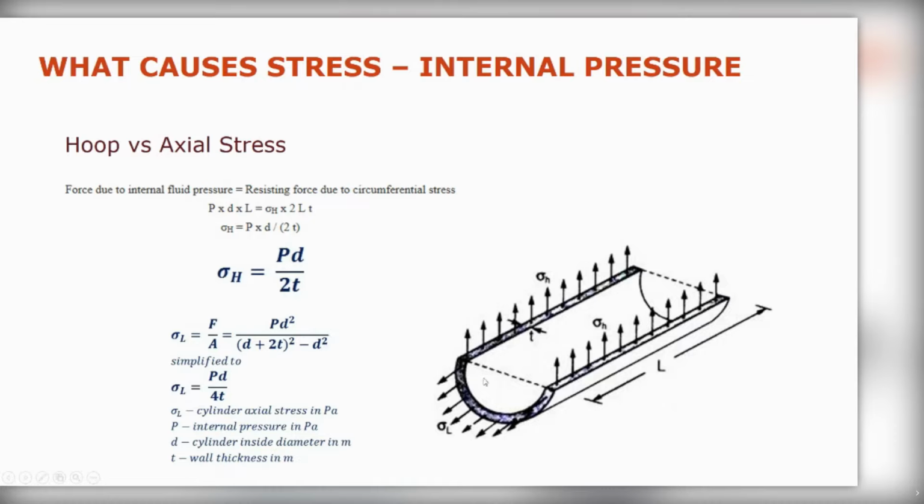And the longitudinal stress, in theory, for this simplification for an infinitely long cylinder, etc., will equal pressure times the diameter of the pipe divided by 4 times the wall thickness. So a few things to point out here.